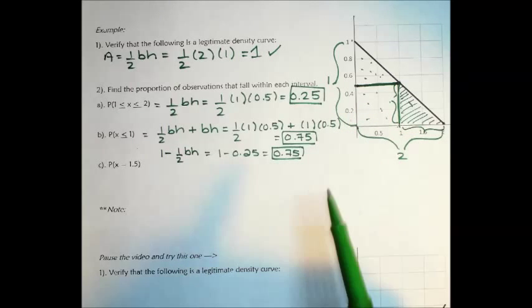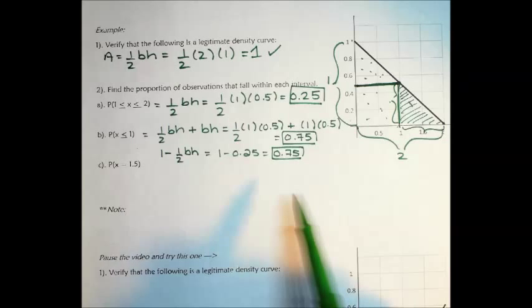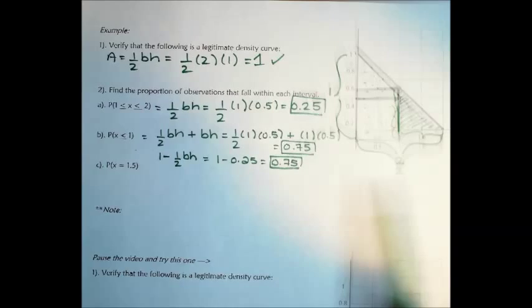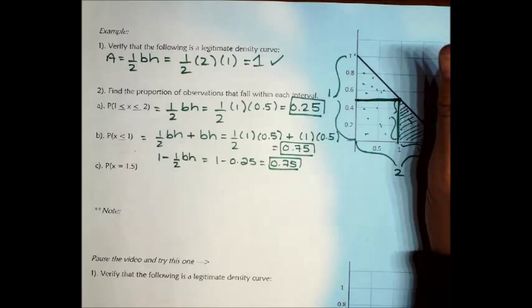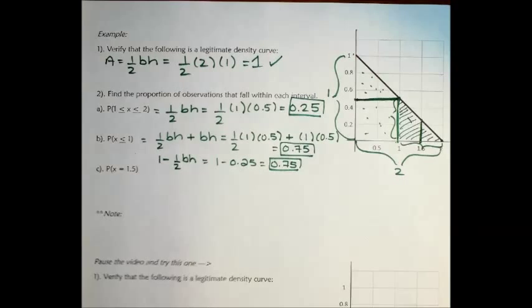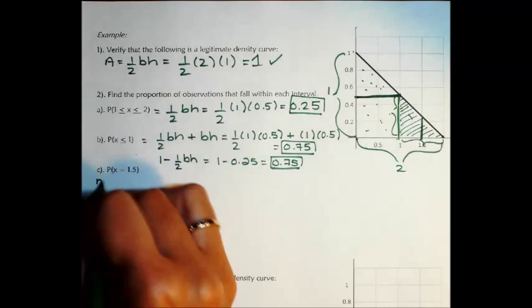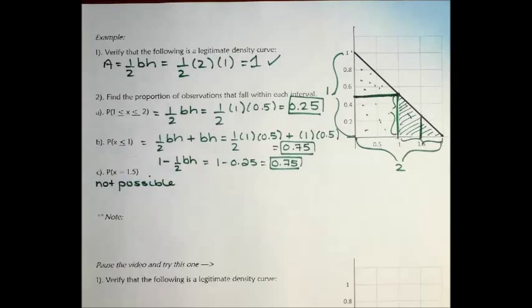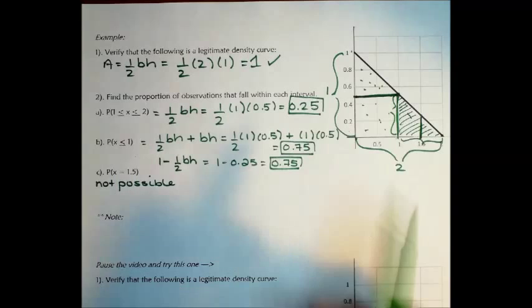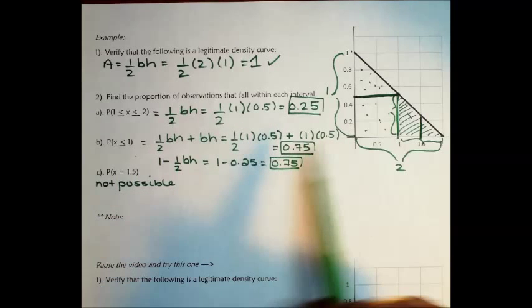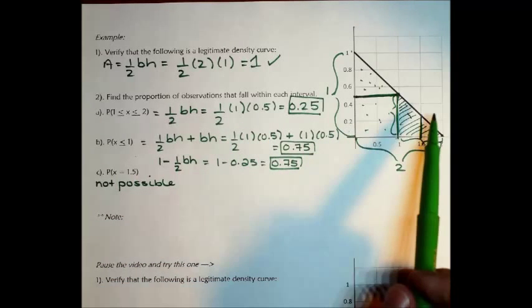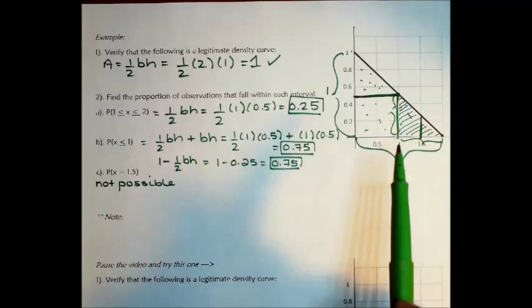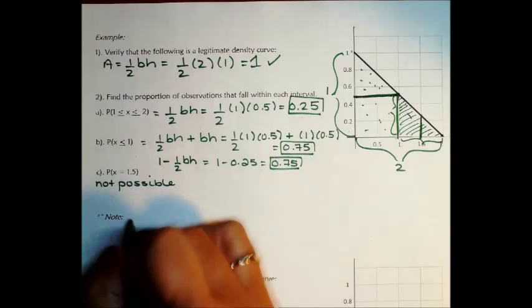Letter C, we're looking for the probability of a value being 1.5. So here's our 1.5. This is actually not possible. The reason it's not possible is because we're talking about area. It is impossible to find area that is below a certain point. So in calculus, we learned it's not possible to find the area under a single point.